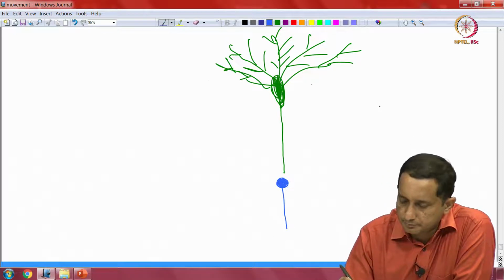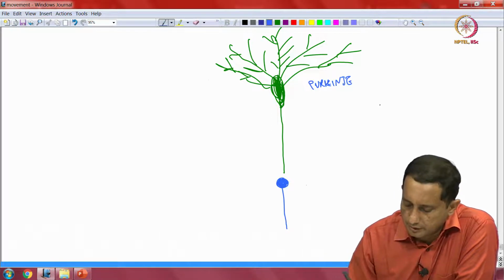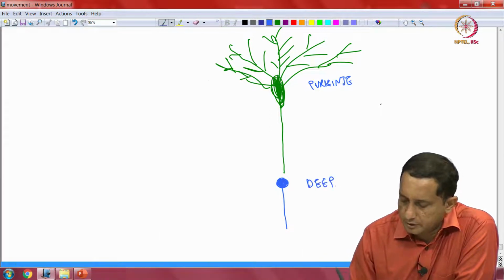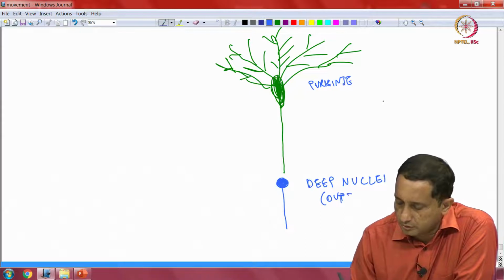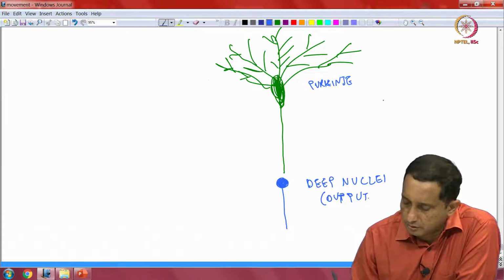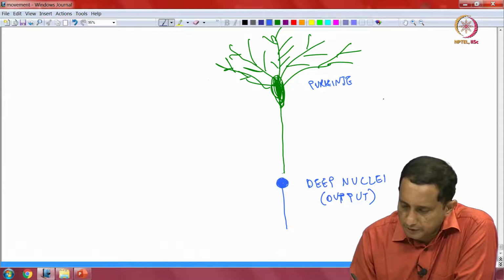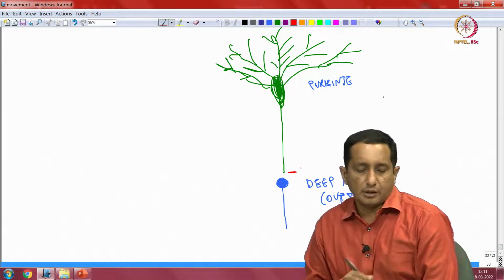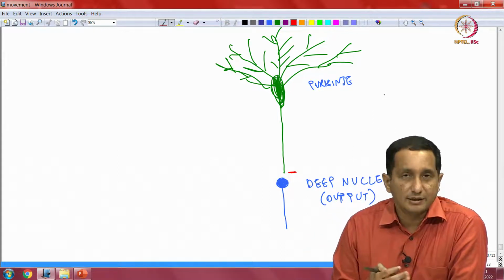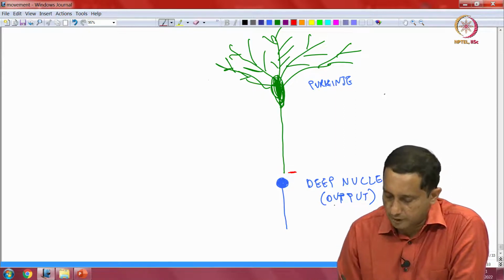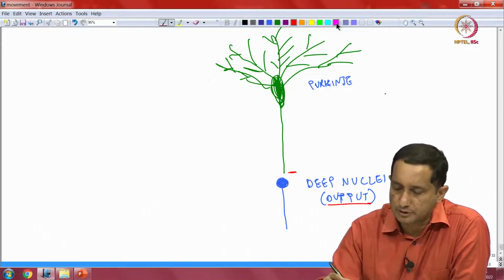So, Purkinje, deep nuclei, and that is the output. The Purkinje cell is basically inhibitory over here. Now, there are two kinds of inputs. We have discussed the output, so what about the inputs?